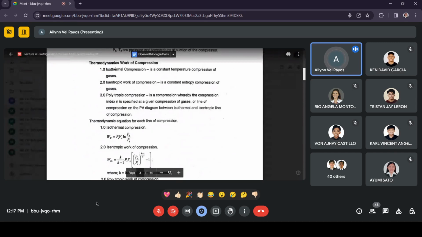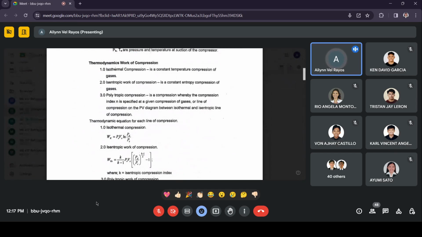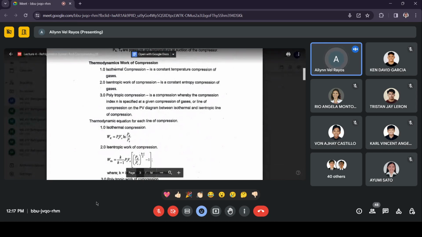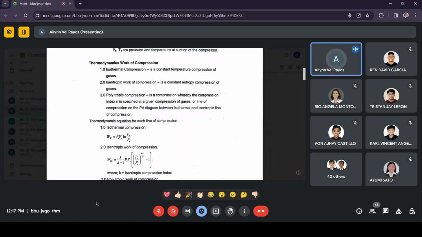So we have isothermal, isentropic and polytropic compression. Isothermal is a constant temperature compression of gases. Let's review: isentropic work of compression is a constant entropy compression of gases. Next is polytropic compression, a compression whereby the compression index N is specified at a given compression of gases or line of compression. It lies on the PV diagram between the isothermal and isentropic lines of compression.